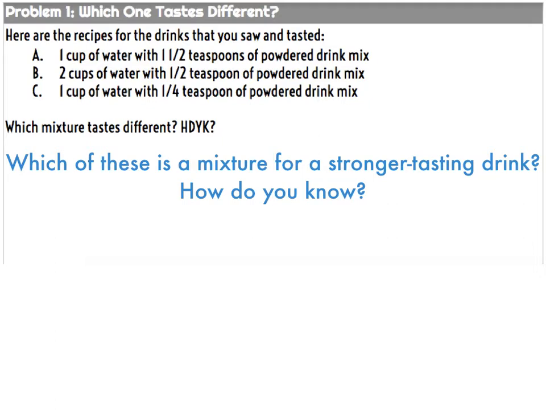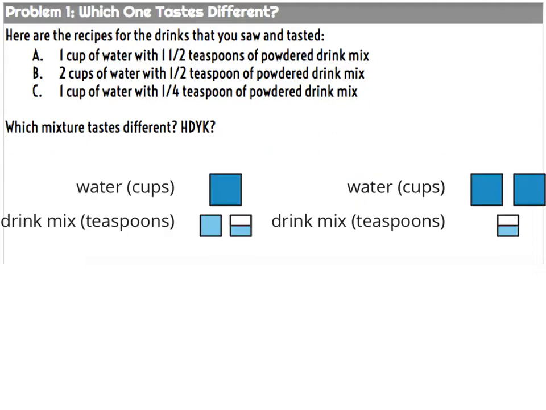To formalize it, though, it's good to have some diagrams, it's good to have some visual evidence to back you up. So here's one example of visual evidence you could use. You could say that mix A uses 1 cup of water and it uses 1½ teaspoons of the Kool-Aid mix. On the other side, that actually worked for both B and C.